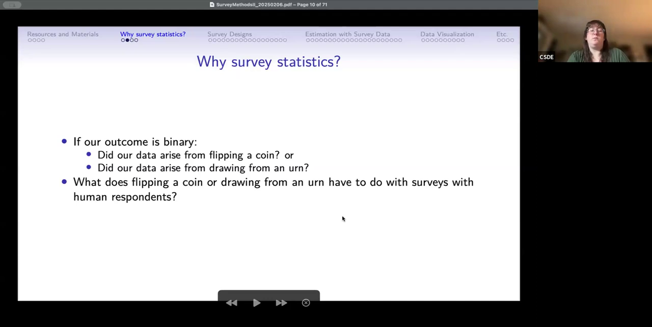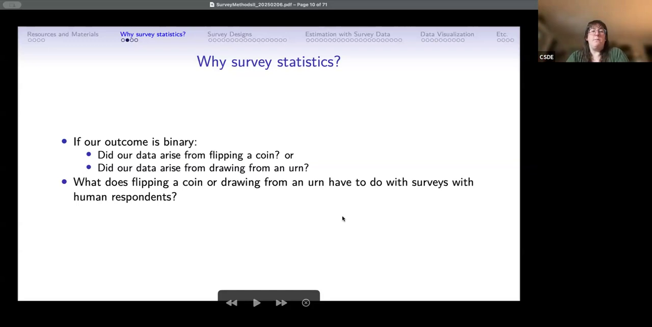In surveys with human respondents, these binary outcomes we're often interested in are things like disease indicators. Do you have said disease? Or maybe it's some demographic marker, or maybe it is something continuous like income. But it turns out that in a survey statistics context, in this drawing from an urn context, which is what a survey is, it is more akin to drawing from an urn than flipping a coin, because there are a finite number of people in our population we could survey, right?